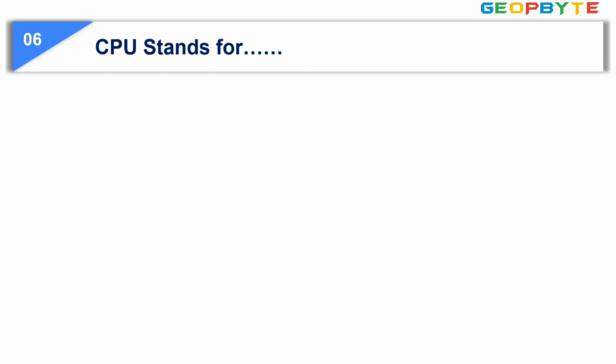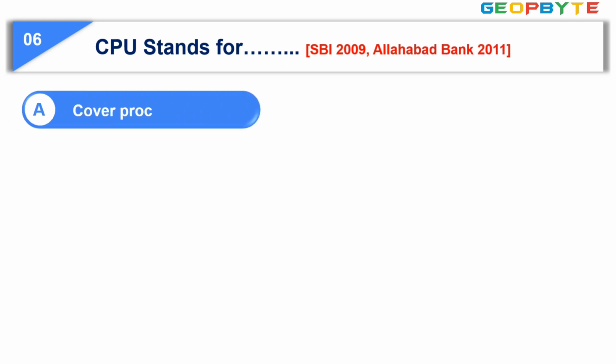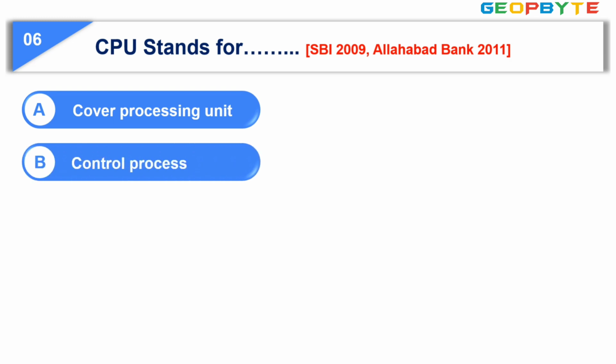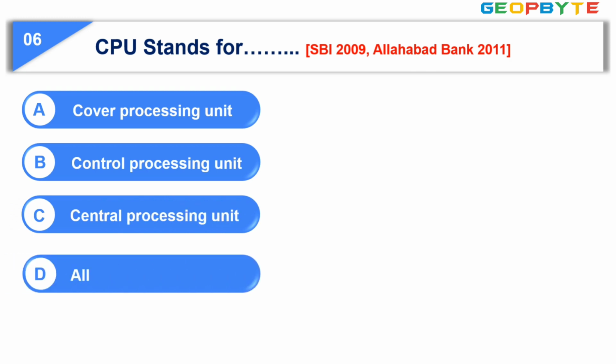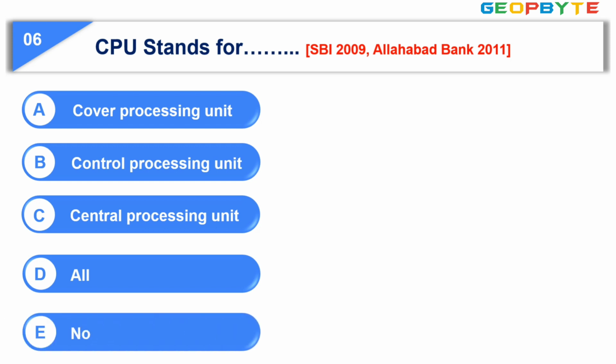Next, moving to question number 6. CPU stands for: option A, cover processing unit. Option B, control processing unit. Option C, central processing unit. Option D, all. Option E, none of these. And the correct answer is option C, central processing unit.